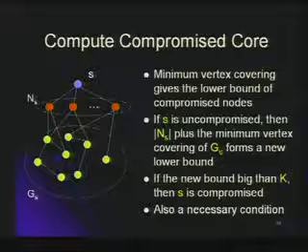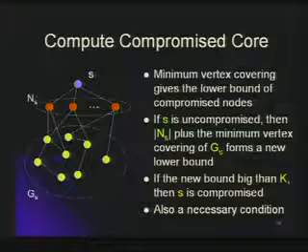And we show that this is not only a sufficient condition to say that node S is compromised. Actually, this is also a necessary condition. So if you can identify all such nodes S, then you can get the complete compromised core you want to compute, without introducing any false positives.